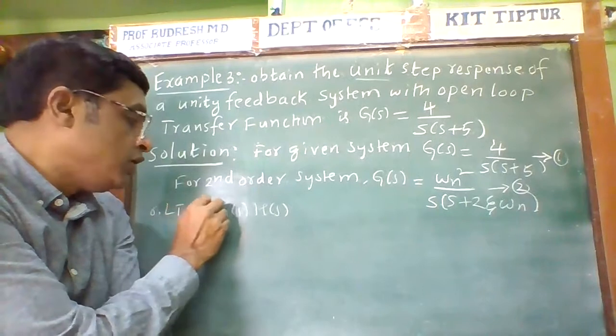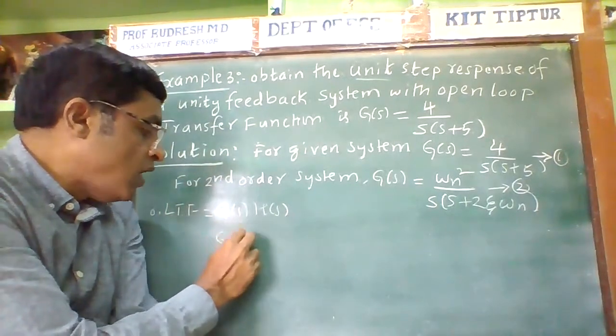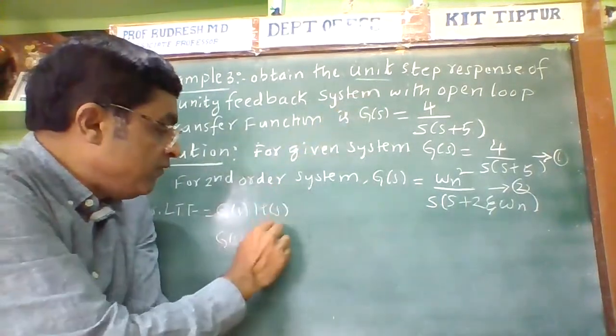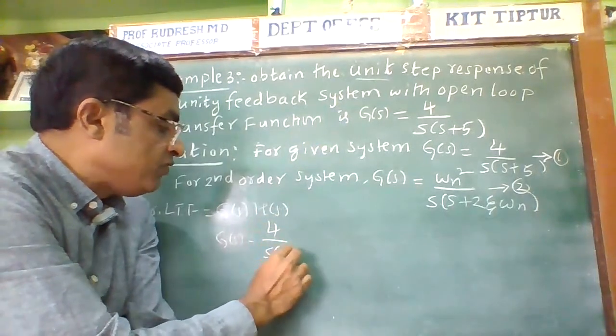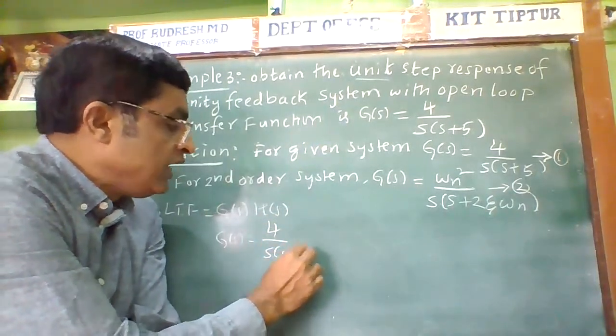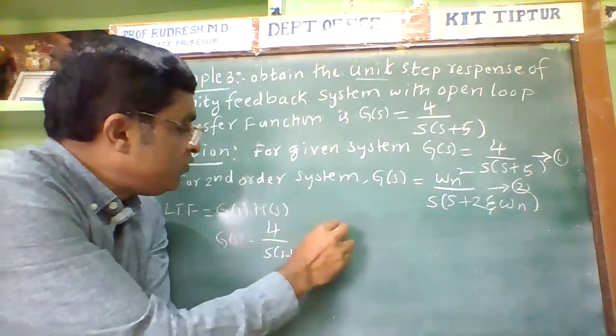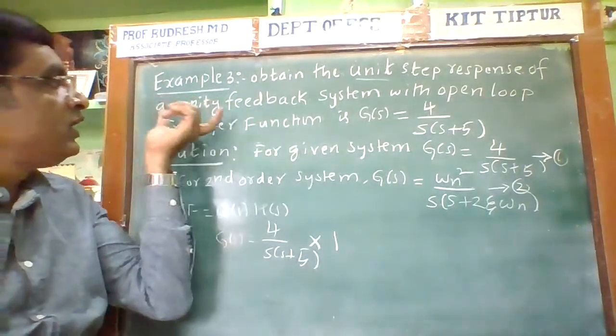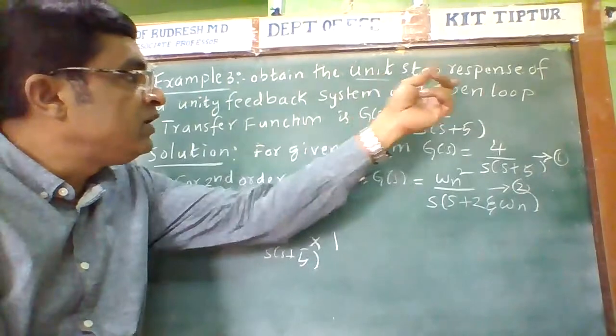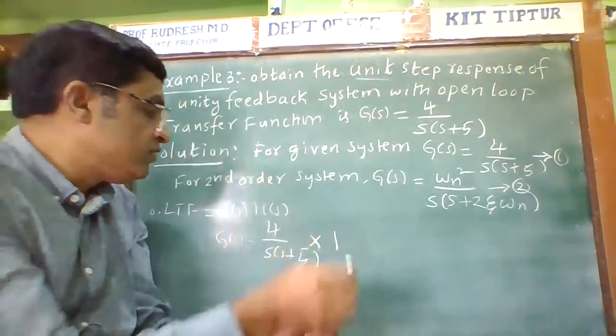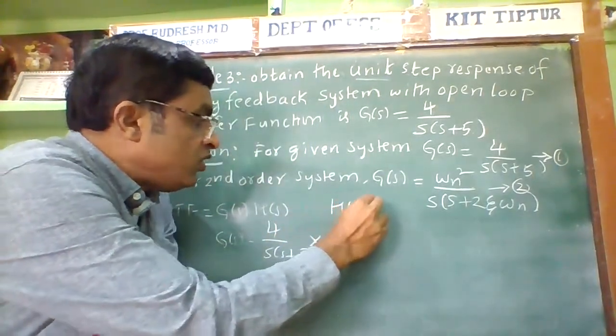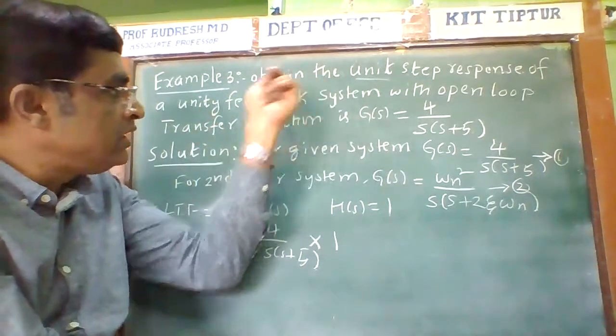These things are very important. G(s) is equal to what? G(s) is equal to K divided by s into (s plus 5), and H(s) is 1. That is what they have taken. Obtain the unit step response of a unity feedback system. The H(s) value is equal to 1. That is what they directly mentioned.